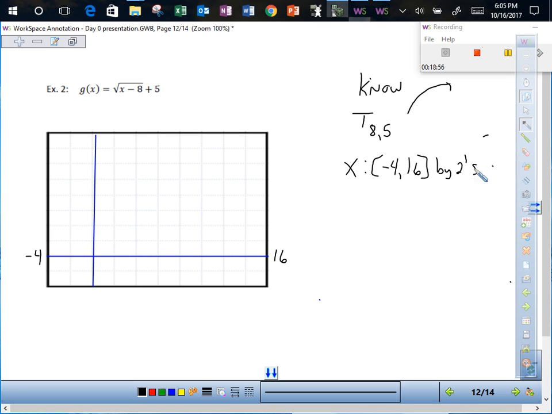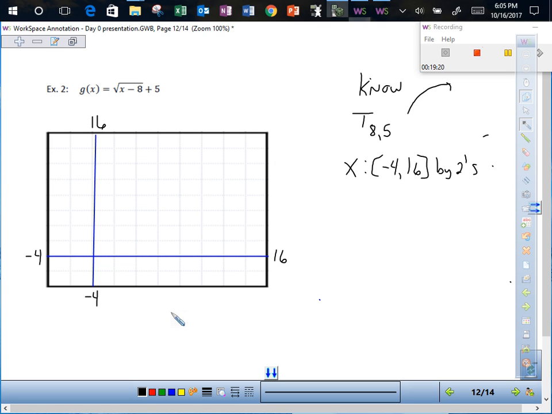Now on the y's I need to cover at least 5. So 1, 2, 3, 4, 5, 6, 7, 8. So I could count by 1's. I could count by 2's. That part doesn't matter. I'm going to go ahead and count by 2's. So this would represent negative 4. This would represent 16.